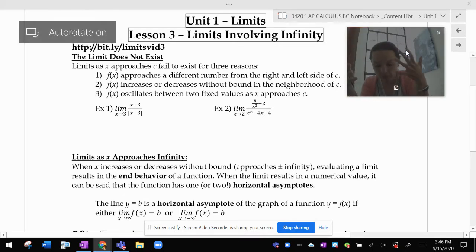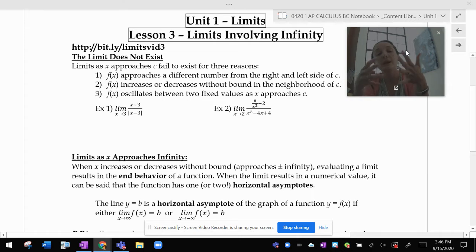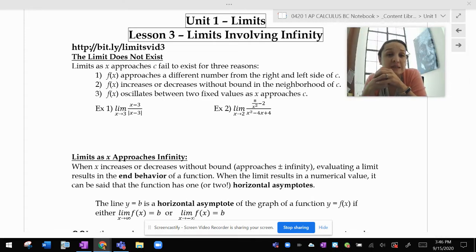So one thing that can happen that hasn't happened a lot yet is you can have limits that just don't exist. One of the things that causes a limit to not exist is one of three things. f of x approaches a different number from the left and the right, f of x increases or decreases without bound in the neighborhood of c, or f of x oscillates between two fixed values as x approaches c. And you're going to see that happen a little bit today. So we are going to have some limits that don't exist, and that's okay. Mathematicians don't like it when things don't work out, so we try to describe it as much as possible, and that's what we're going to do.